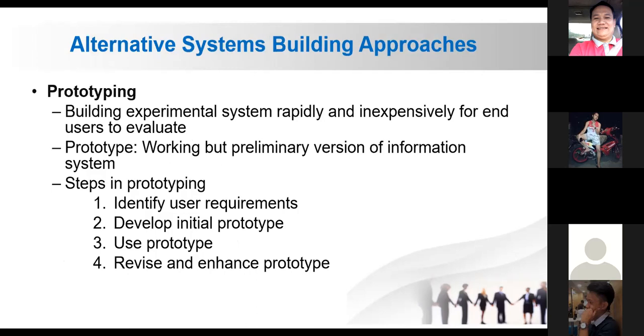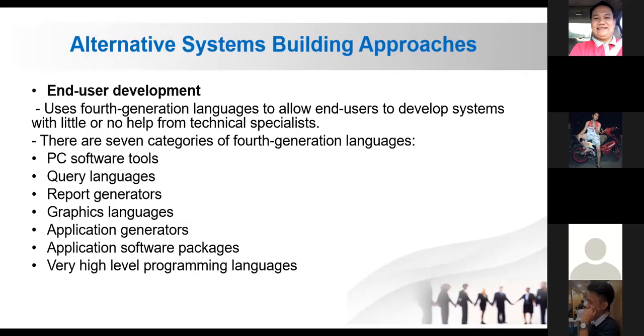Prototyping. Prototyping is the process of building an experimental system quickly and inexpensively for demonstration and evaluation so that end users can better define information requirements. The prototype is a preliminary model that is refined until it meets end user requirements. End user development. In end user development, software tools called fourth generation languages enable end users to create reports or develop software applications with minimal or no technical assistance.